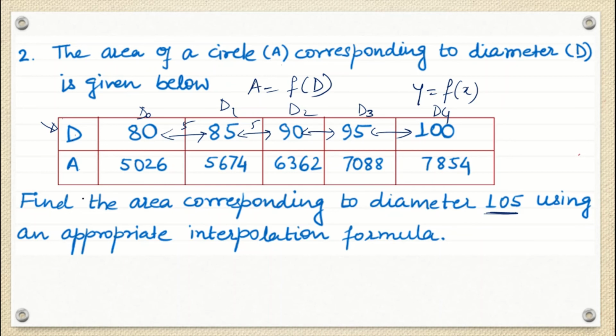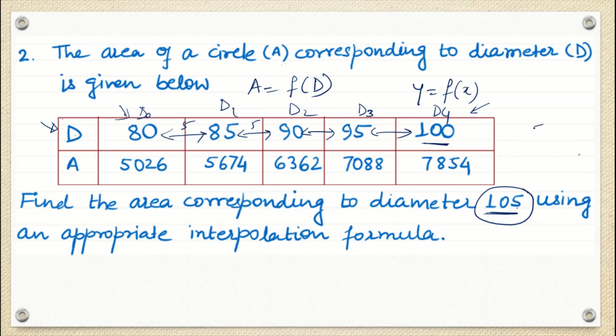Now step number 2: I am going to check whether the point they have given to us is near to my D0, or the point is near to my D4. So this is 105. 105 is near to 100, right? So that means I'm going to use Newton's backward interpolation formula.